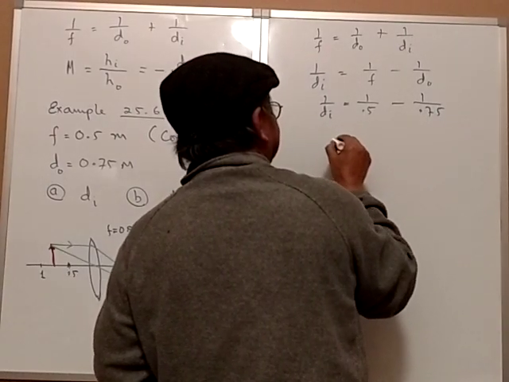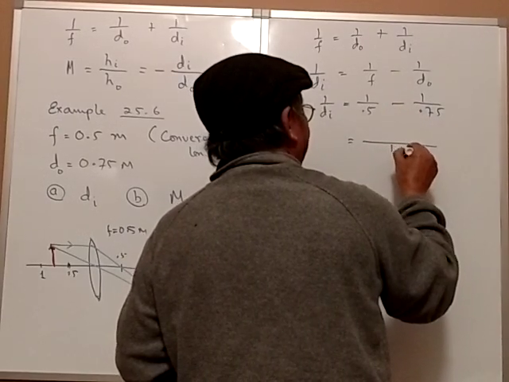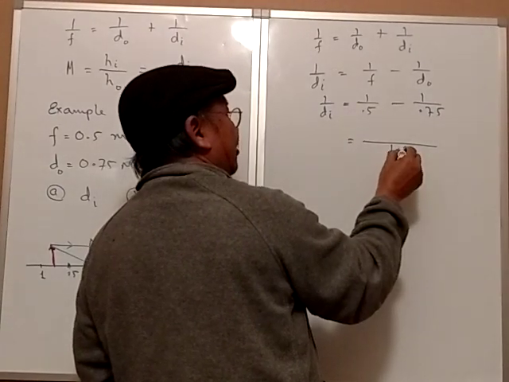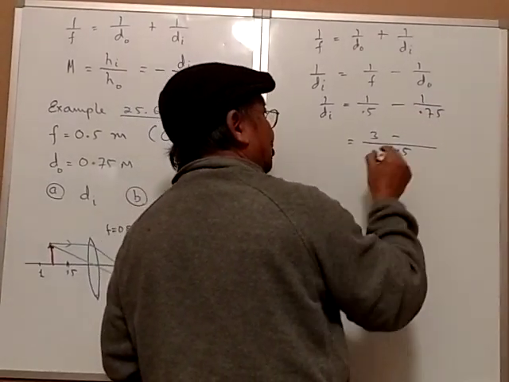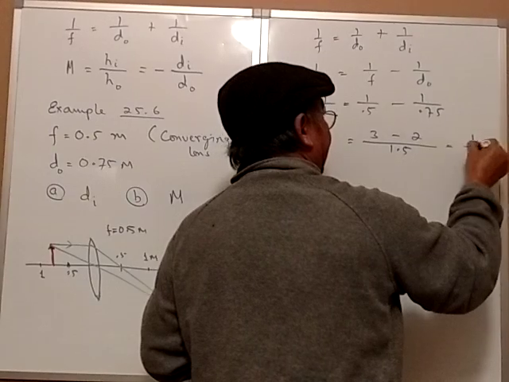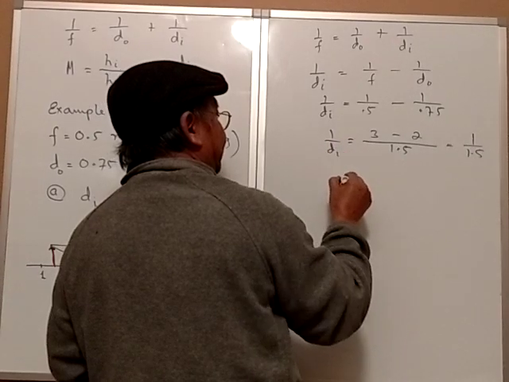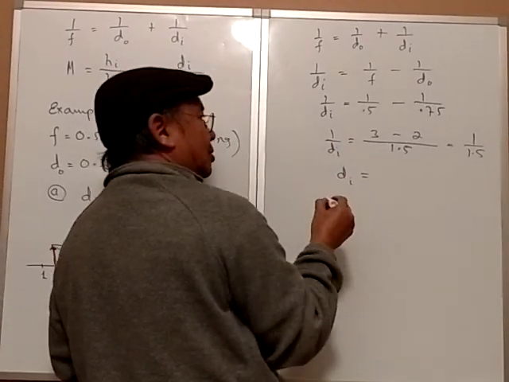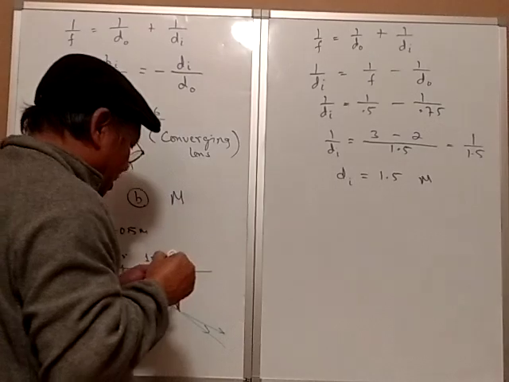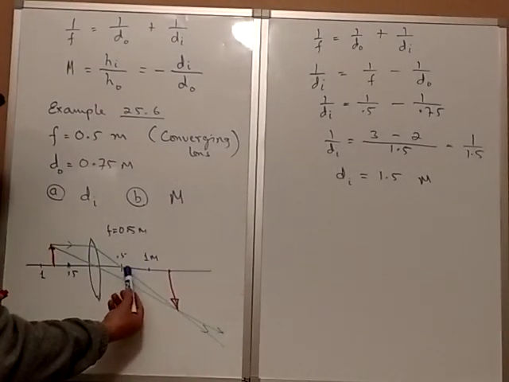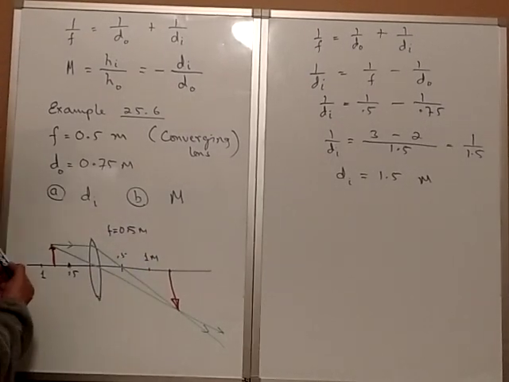So 1 by d sub i, I can do a common denominator here. I think it's 1.5. 0.5 goes into 1.5 3 times, minus 0.75 goes into 1.5 2 times. So that's 1 by 1.5. Right? I'm sure you can use your calculator to get the same answer, but I don't really like using calculators, as you know. So d sub i is 1.5 meters.